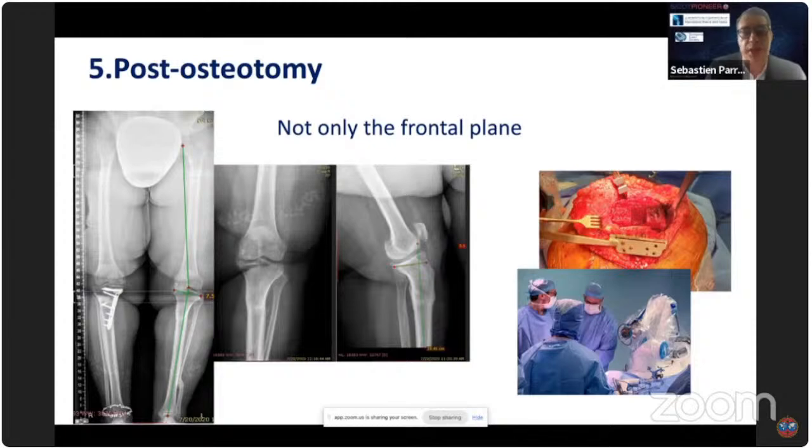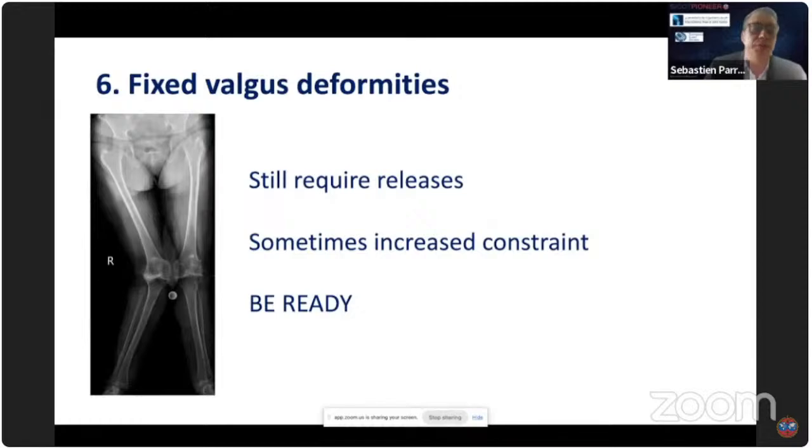We always look at the frontal plane for post-osteotomies cases, which is not the only one. And you see that sometimes there's an excess of slope that you do have to compensate. And computer-assisted surgery, whether it's robotic or any type of other form, is very helpful to help you to do that. I'm very careful as well with the fixed valgus deformities.